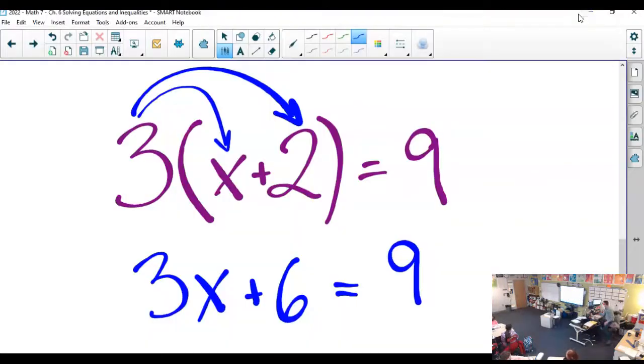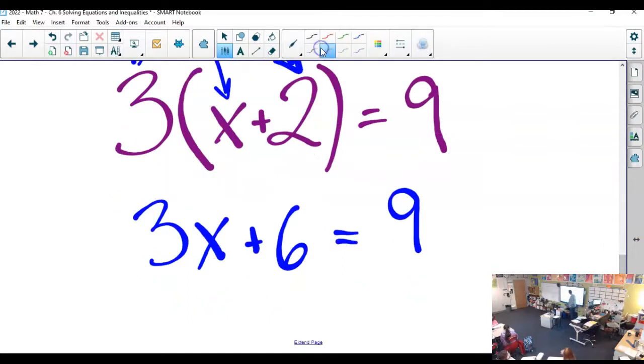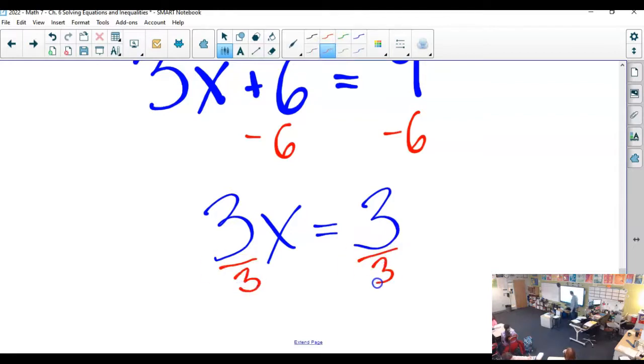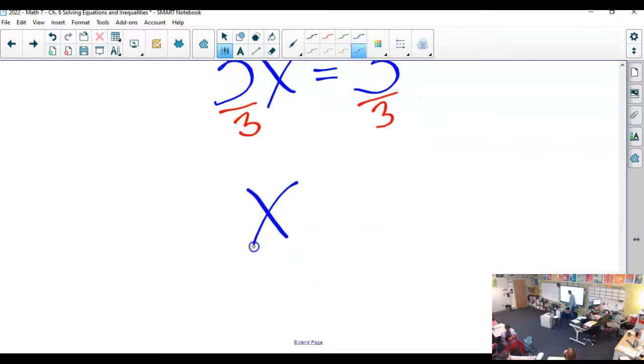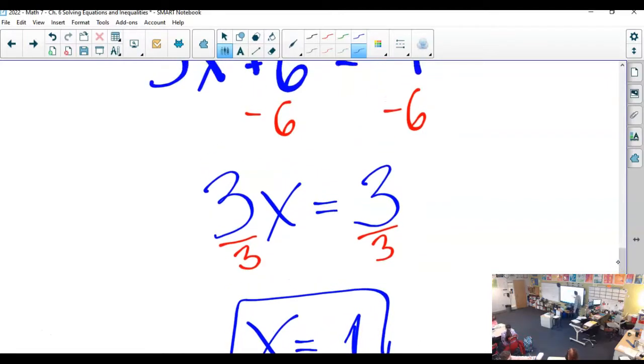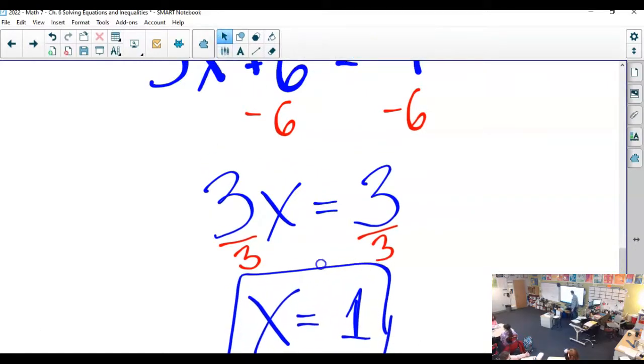So what we would write on both sides is minus 6. And then we had 3x equals 3, and somebody told me what to do. How do I turn 3x into 1x? And x equals... you can say, I feel like there's a better way.